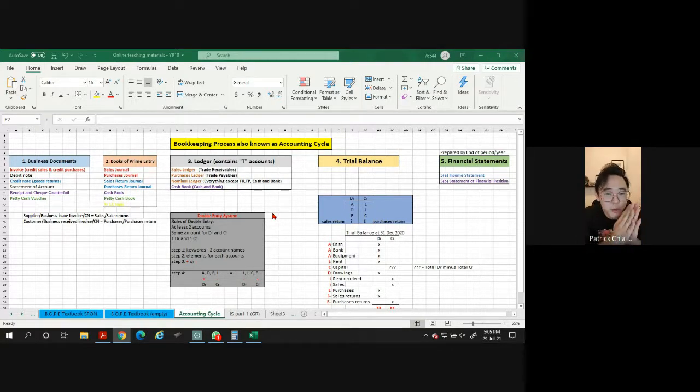So what do we do first? When there's a transaction, what do we do? Then after that, number two, so it goes to which part? The third part, then what do we do? And then next, follow like this. So this is the cycle. It all ends at the last part, which is the financial statement part, the reporting part.